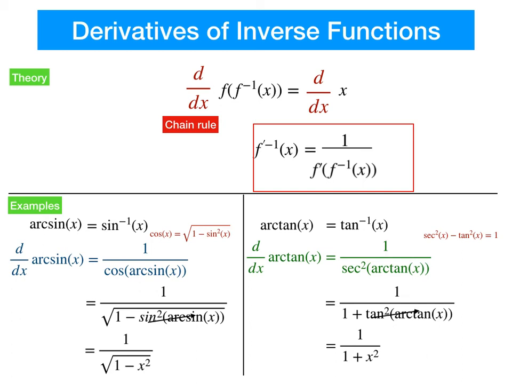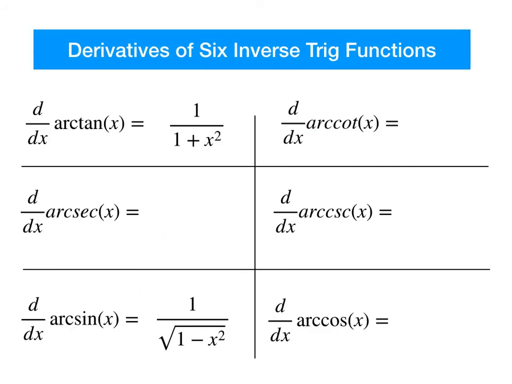Using these definitions and the same methods, we can find the derivatives of the 6 inverse trig functions below. We found the derivative of arctangent equals 1 over 1 plus x squared. The derivative of arcsine equals 1 over the square root of 1 minus x squared. And we can find that the derivative of arcsecant equals 1 over the absolute value of x times the square root of x squared minus 1.